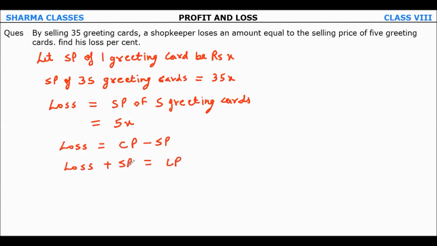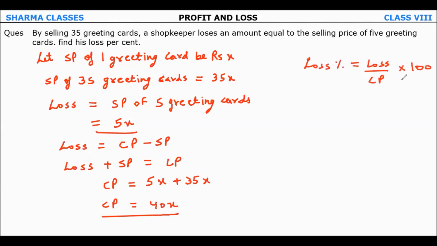This is the total CP, this is the total SP, and this is the total loss. So to find the total CP, I have to add loss with the selling price. So how much loss is there? Loss is of 5X. And how much is the selling price of 35 greeting cards? It is 35X. So in total, cost price for 35 cards will be 40X. So here we have CP also, here we have loss also. So we can easily find out the loss percent from here using the formula loss by CP into 100.